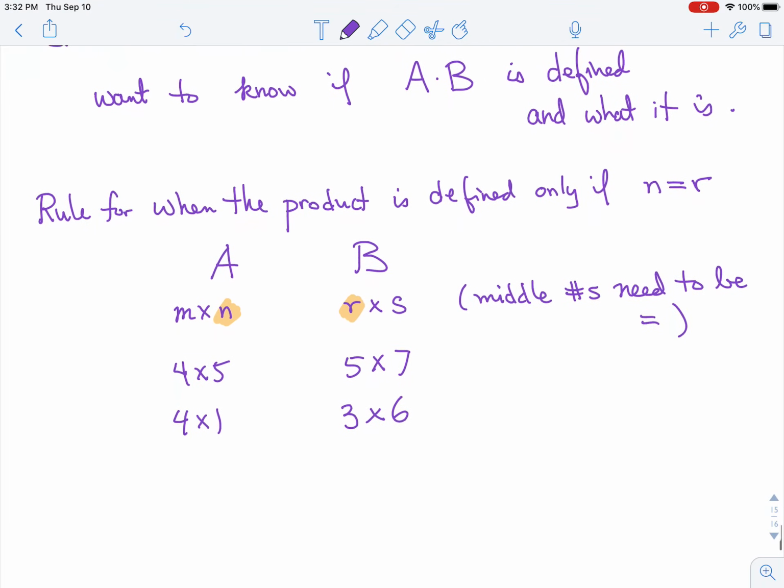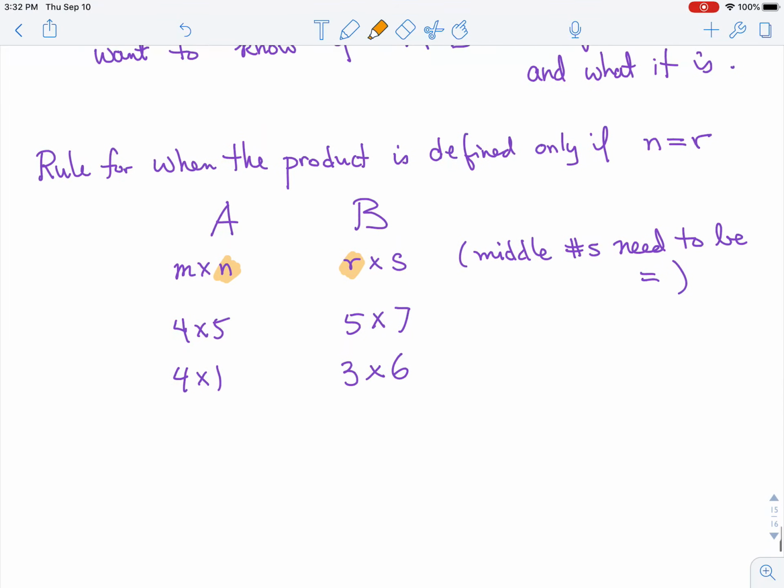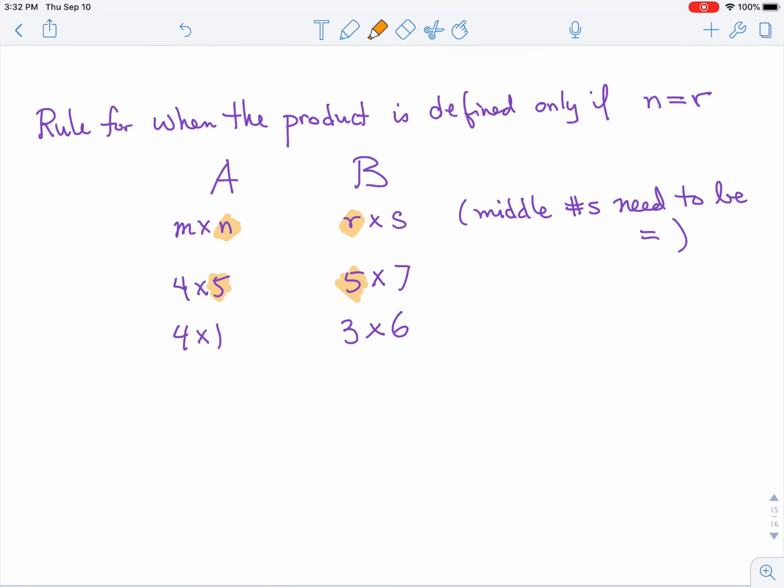And so let's just check that and see what's going on. Here's an example where we have the middle numbers equal. So according to what Adam just said, the product should be defined, but he hasn't told us yet how to do it. That's okay. He's probably going to tell us later. This product would not be defined.